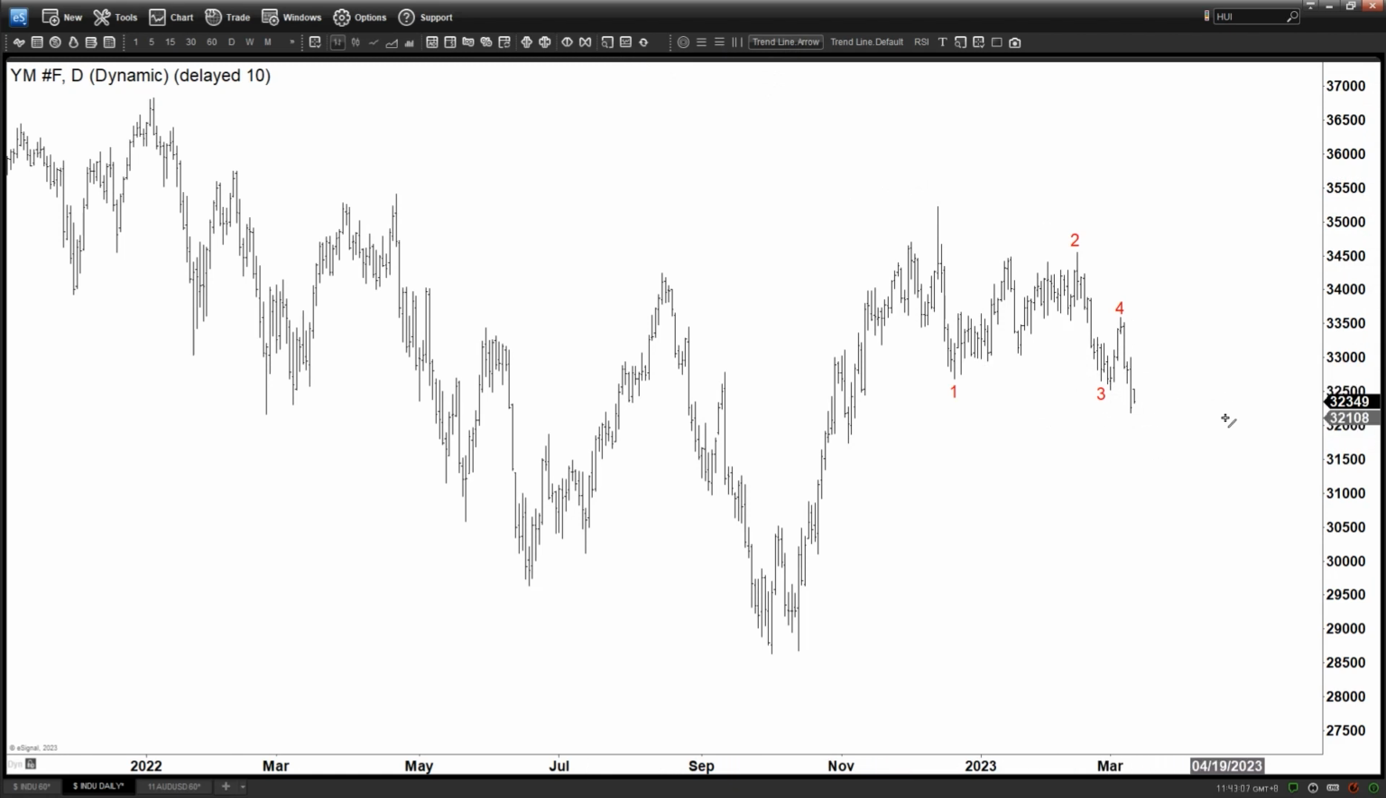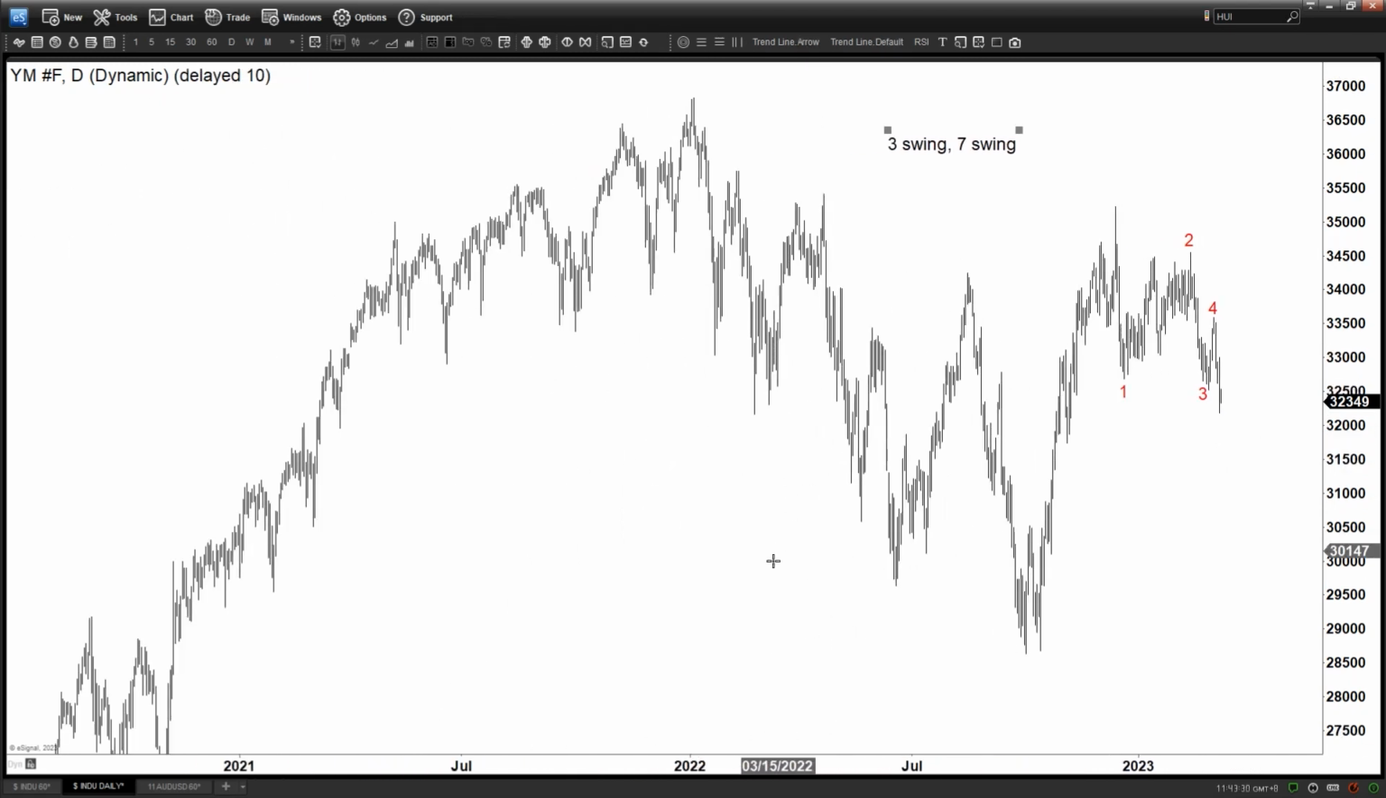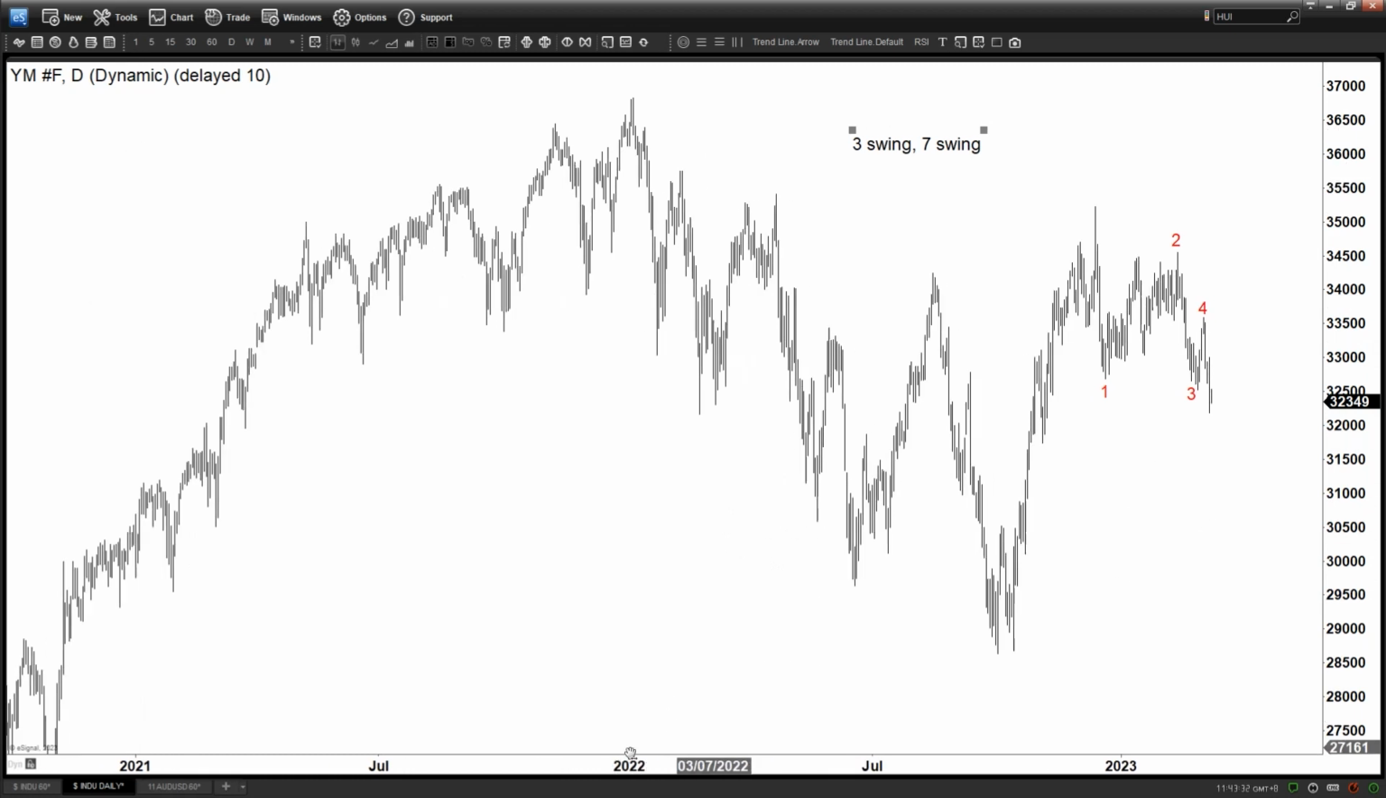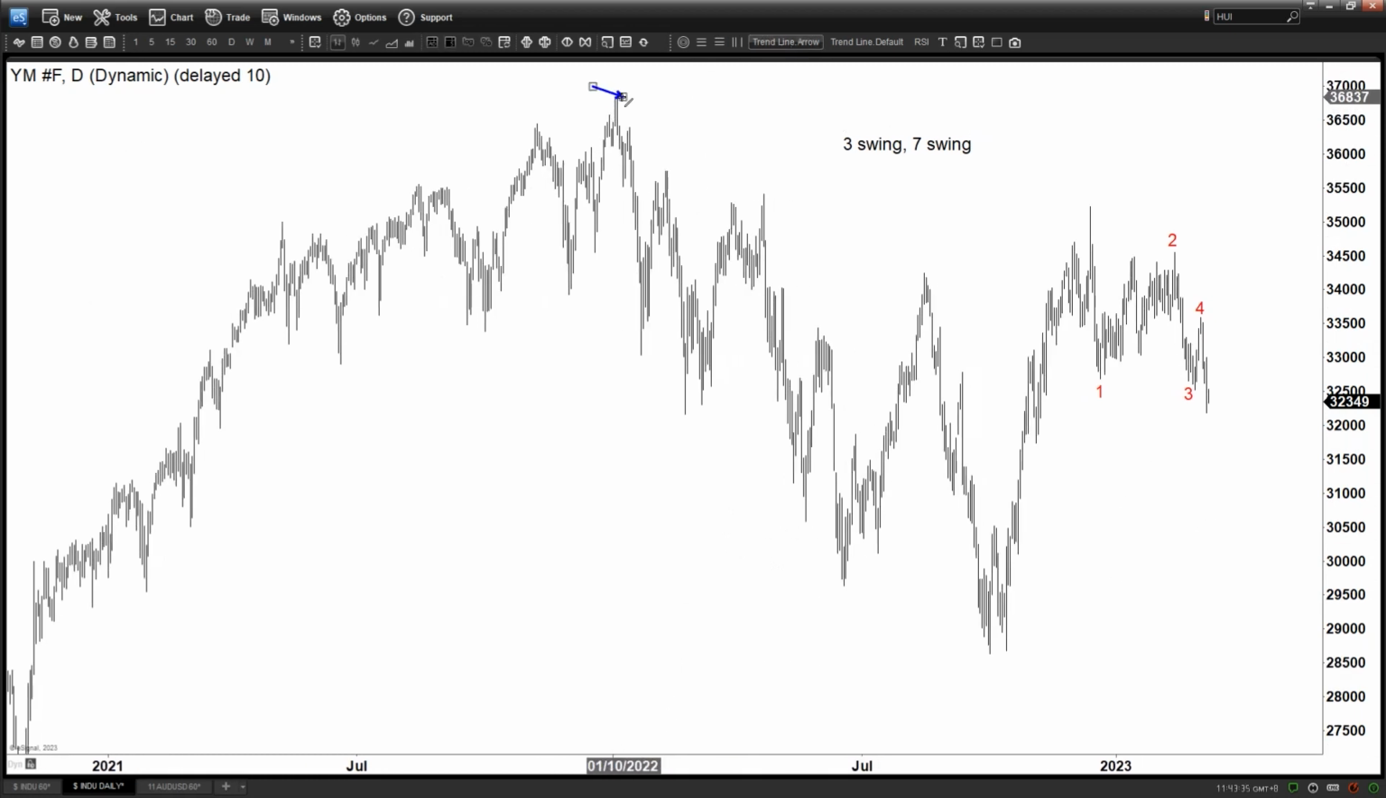Because if it is corrective, then it should be either in 3 swing or 7 swing. But if you have a 5 swing, that's not a corrective structure. This is a motive structure, which should have more follow-up. So the idea here is, we have 2 options if we look at the larger time frame. We got the Dow, this is the all-time high, and then this one was a correction all the way down to September last year.